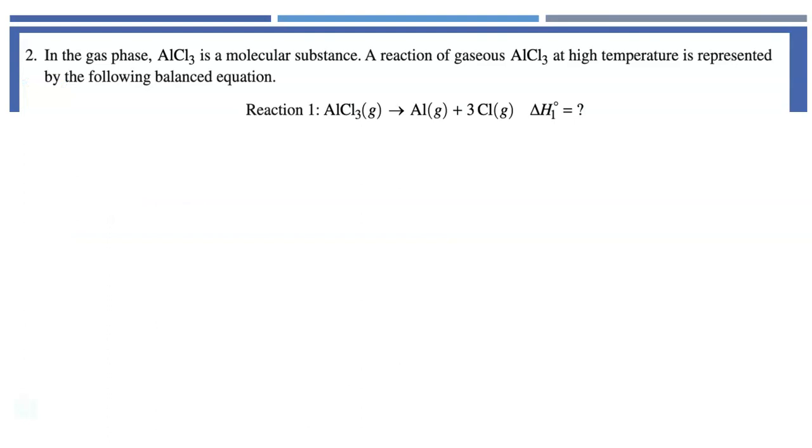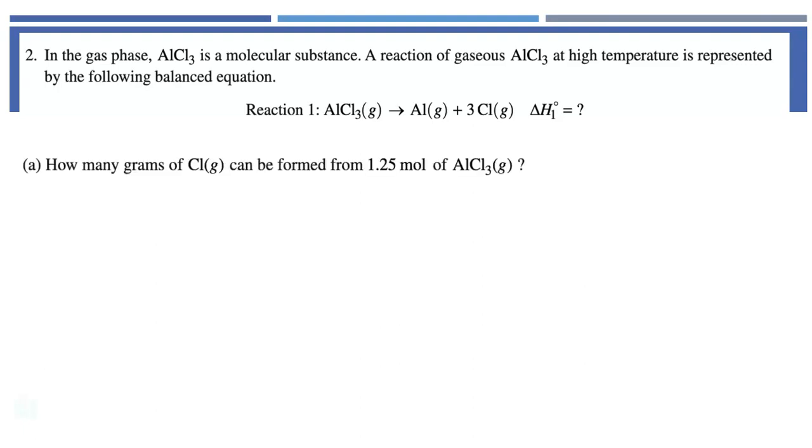In the gas phase, aluminum chloride is a molecular substance. A reaction of gaseous aluminum chloride at high temperature is represented by the following balanced equation, and we're given the balanced equation. Part A asks, how many grams of chlorine can be formed from 1.25 moles of aluminum chloride? Now, I do want to point out that this is chlorine atoms and not molecular chlorine, right? So that's a little unusual.